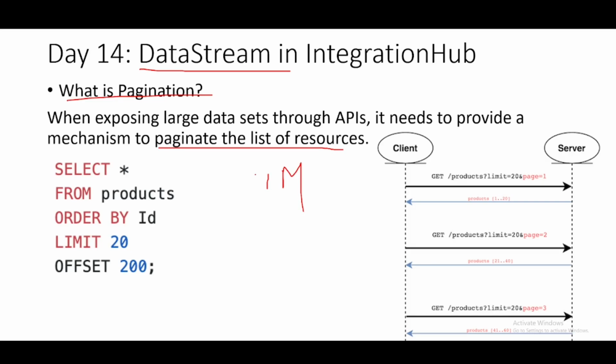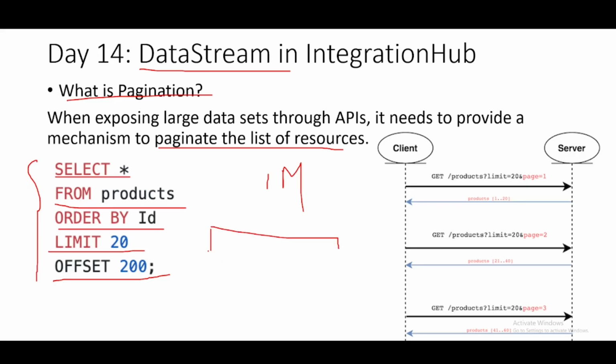So what is the pagination method? If you see the SQL format, we can use select star from product, order by ID, limit equal to 20 and offset equal to 200. What does this mean? We are going to fetch only 20 records, not the whole data, from the index of 200. After that, we'll query again, maybe from 220 for 20 records. This way we get the data page by page. Instead of getting 1 million records at a single time, we are splitting them into multiple pages and getting the data page by page.